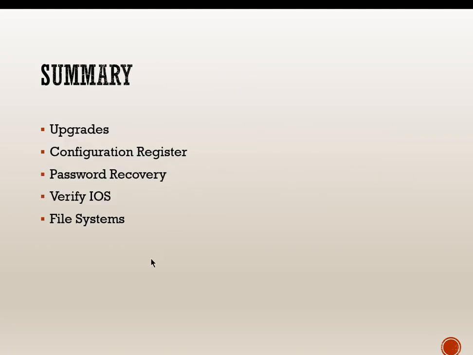So we looked at upgrades. We went through the step-by-step demo to upgrade an IOS. We talked about the configuration register. The configuration register is the thing that tells the system what to load and where to look for specific things. Look in flash for the IOS, look in the NVRAM for the startup config file, skip the startup config file, whatever we're going to do. And then verify the IOS using an MD5 hash generator.